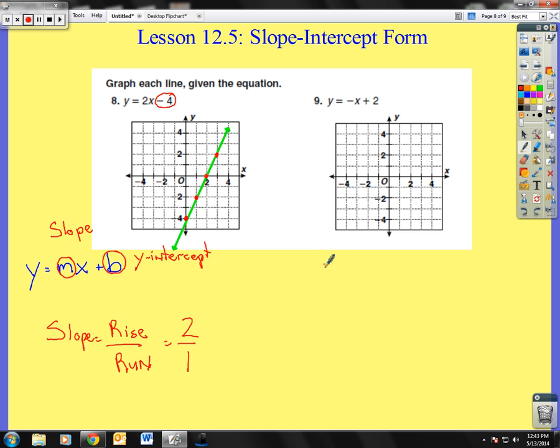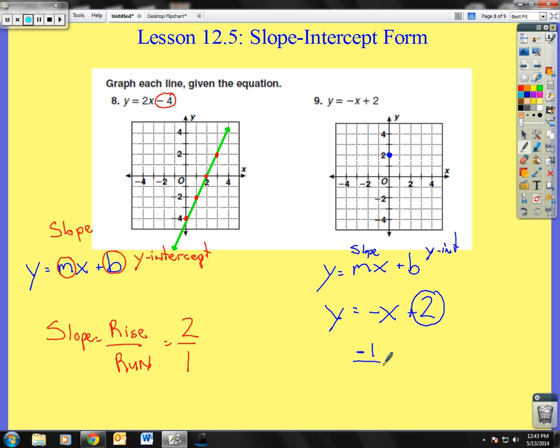Same thing, slope-intercept form. Slope-intercept form is y equals m times x plus b. M is the slope, b is the y-intercept. I've noticed that they're giving me y is equal to negative x plus 2. Well, the 2 is the y-intercept. I will go here and find 2 on the y-axis, which is right here. I will plot my first point. I notice the slope is negative x, or really there's 1x there, so it's negative 1.